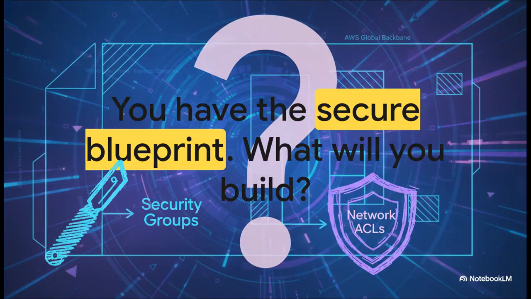So as we've seen, security groups and network ACLs aren't fighting for the same job. They are partners. One is a scalpel for precision, the other is a shield for broad protection. When you master how to use them together, that's when you can build truly secure, scalable, and resilient applications on AWS. So now you have the blueprint. The question is, what will you build?